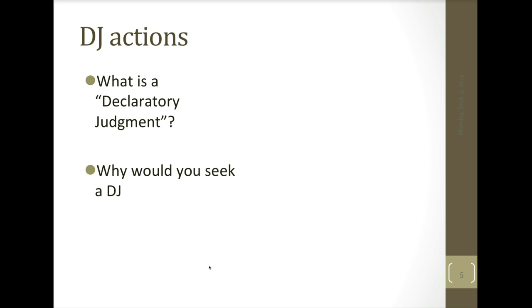So that brings us to the second point. Why would you seek a declaratory judgment? It's basically somebody who thinks they're going to be sued.